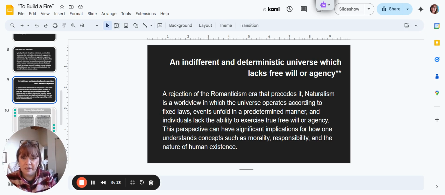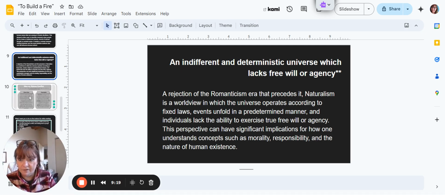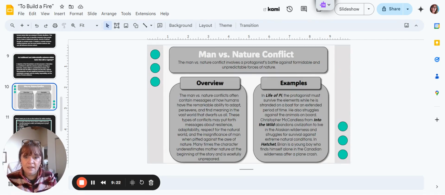If you want to look more into that, feel free to maybe do a Google search on what naturalism is. I find it fascinating. And then here's this chart again.